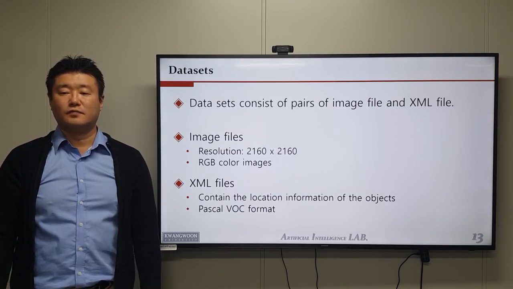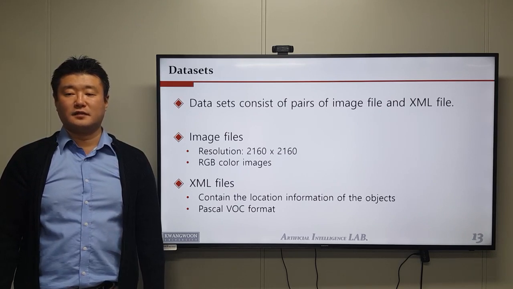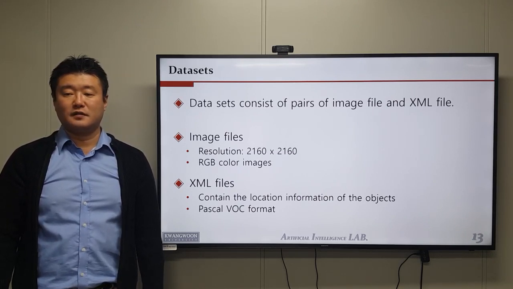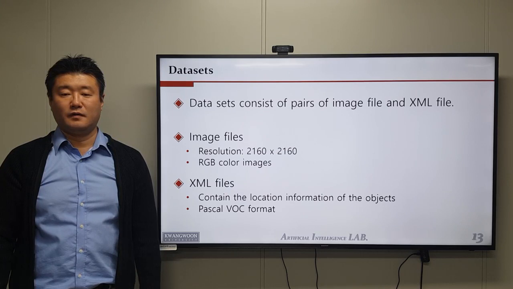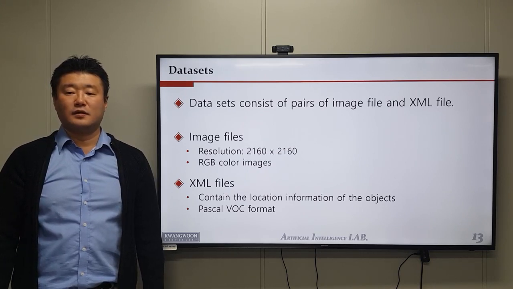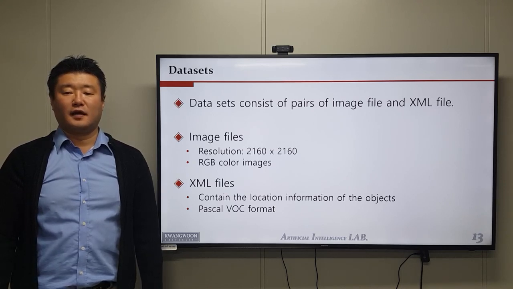Datasets consist of pairs of image files and XML files. The resolution of each image is 2160 by 2160. They are RGB color images. XML files with the same file name as the image contain the location information of the object. They are in Pascal VOC format.